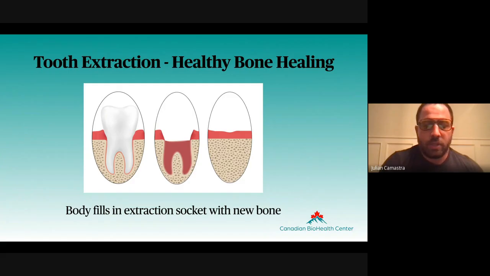So when a tooth is extracted, here's a picture of a tooth inside the bone. When a tooth is extracted, we're left with a socket in the jawbone. That socket ideally fills up with blood. It has good, healthy blood flow. That's one of the problems we sometimes see: you take a tooth out and there's no bleeding at all. We'll talk about that a little later.